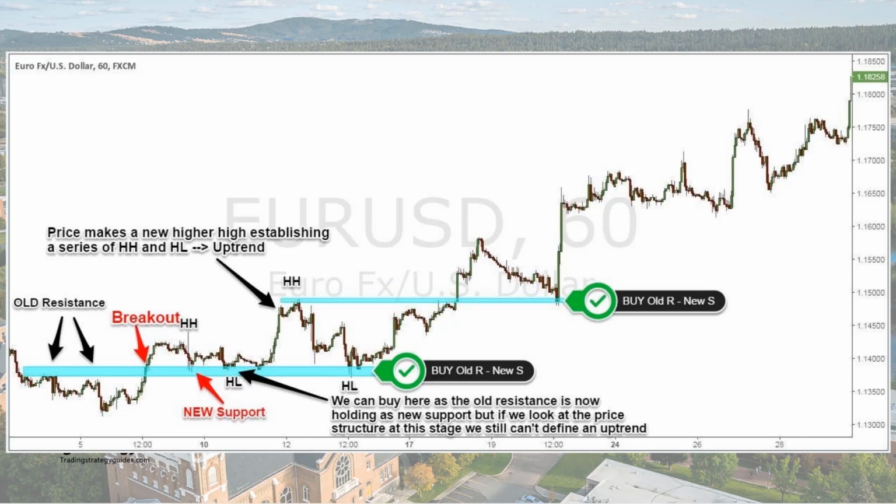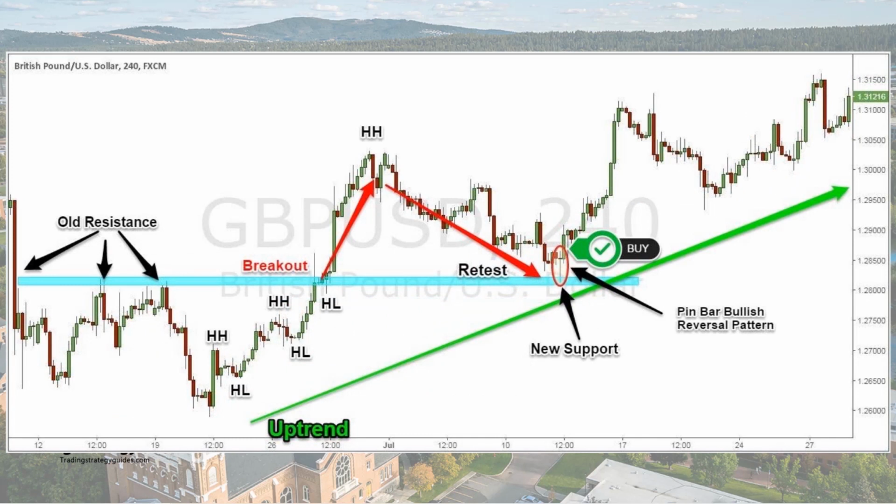The next one is a long trade example of old resistance, new support on the Great British Pound US dollar 4-hour chart. The perfect trade continuation setup is the one that can be defined at the first retest of a broken resistance or support. In our case, we're highlighting a broken resistance. In this example, the retest of the broken resistance has been able to produce a pin bar bullish reversal pattern, which adds more confluence to our setup. I recommend at the beginning to wait for your favorite price action setup to show up before executing your trades.